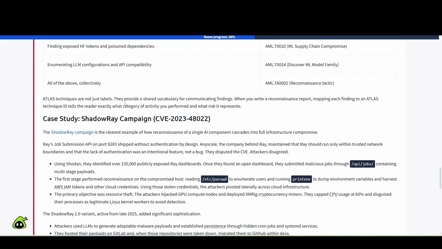Atlas techniques are not just labels. They provide a shared vocabulary for communicating findings. When you write a reconnaissance report, mapping each finding to an Atlas technique ID tells the reader exactly what category of activity you performed and what risk it represents.